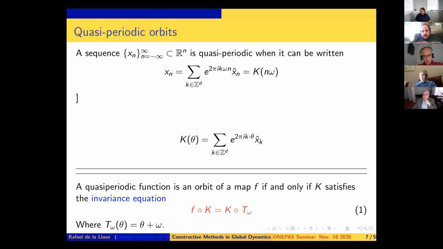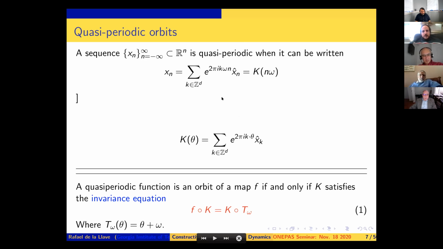This is advantageous because it doesn't require studying the dynamics, and it's useful in situations where the dynamics is not well understood or people don't know how to construct it, for example in ill-posed equations or delay equations, where constructing the dynamics is really complicated. Quasi-periodic functions are the functions that can be expressed as a sum in k, and there is a k missing here. I hope people can see the things.